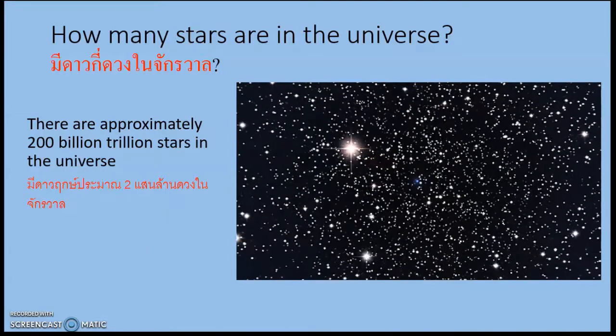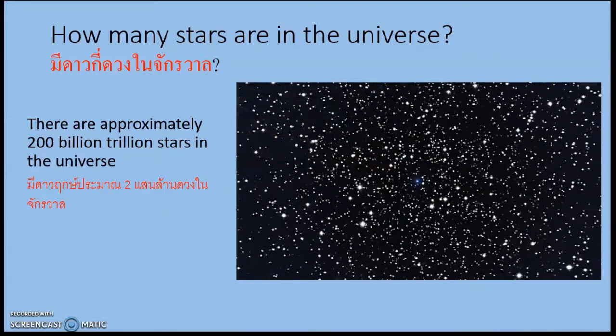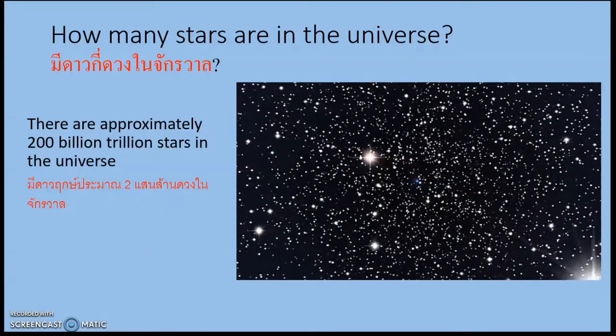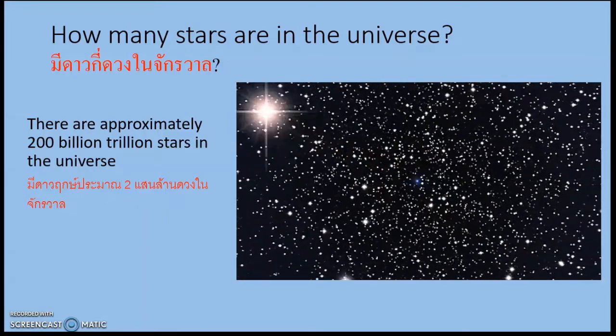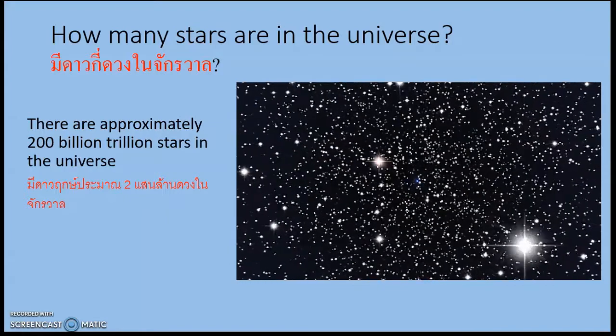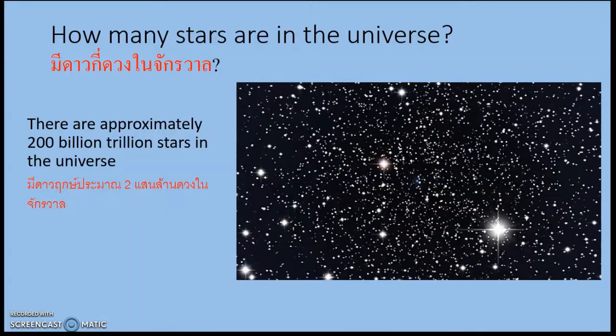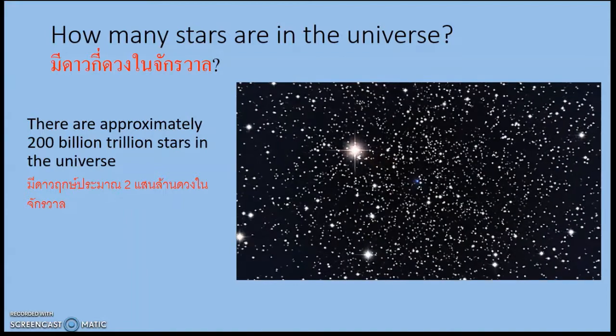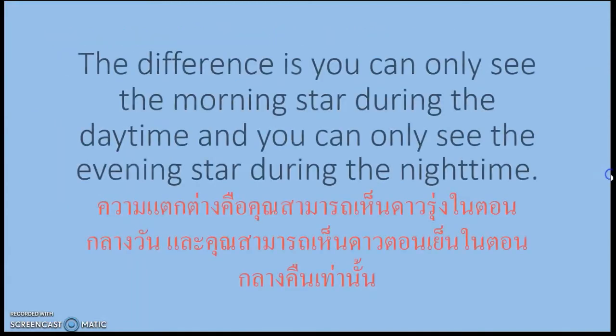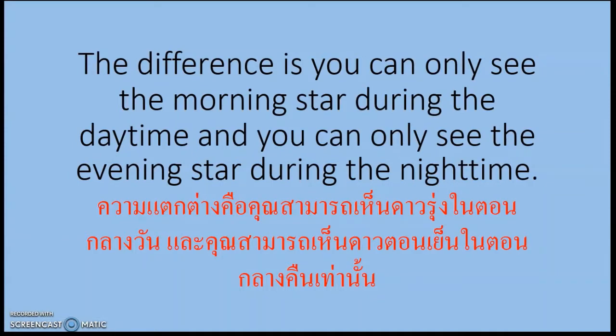Even in the daytime, yes, all the stars in the sky are there, still shining. But you cannot see them because the sunlight covers the sky. Now, the difference is you can only see the morning star during the daytime, and you can only see the evening star during the nighttime.